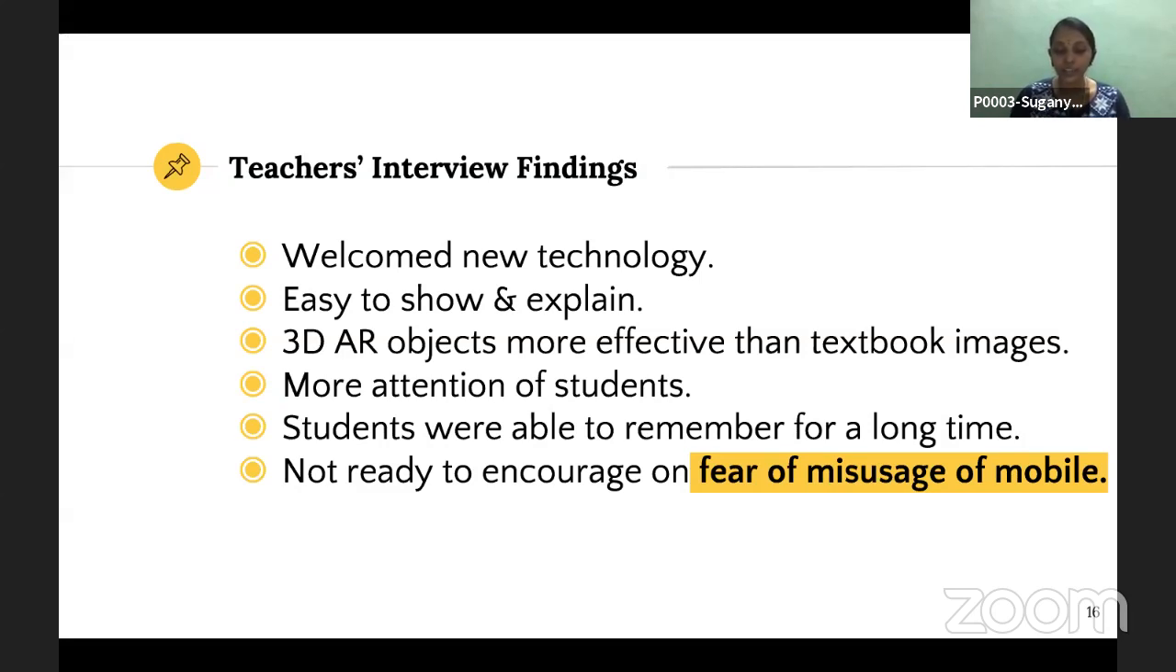They agreed that the students get more enthusiastic to see the 3D objects of the image printed in the book, which draws more attention of students, and students were able to remember it for a long time when compared to teaching using traditional methods. Even then, they were not ready to encourage students to use mobile inside the classroom because of the fear of misuse of mobile by the students.